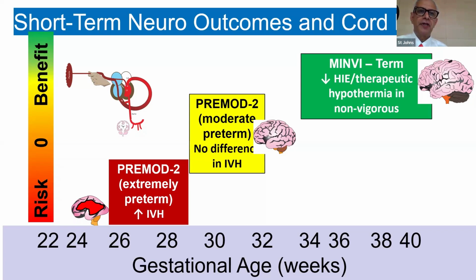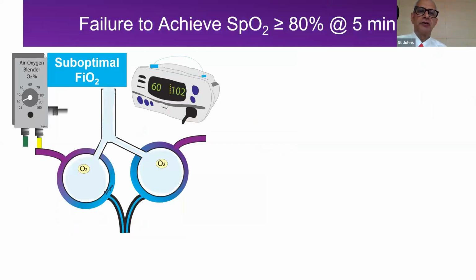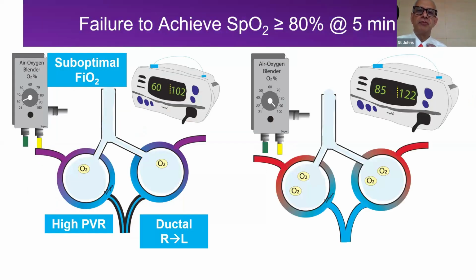So the main thing that you need to know during resuscitation is that any baby, preterm or term, if your baby does not achieve a SAT of 80% by 5 minutes, that baby's outcome is not good. So your goal at every single delivery room resuscitation should be to get to a SAT of 80% by 5 minutes, and that requires a lot of coordinated effort. And this is where the importance of giving oxygen comes in.